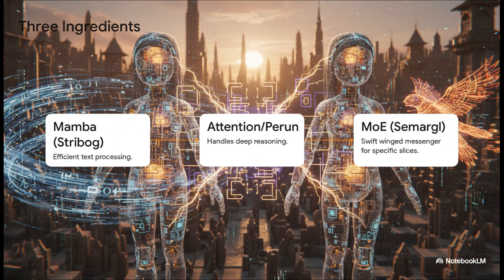Next, we have the attention layer. This is where the heavy lifting happens, connecting context and deep reasoning. This is Perun, striking with the thunderous power of pure logic. Finally, the mixture of experts layer awakens. Instead of using its whole brain for every single task, it routes problems to specialized parts. It is like Simargl, the swift-winged messenger, instantly finding the exact expert needed for the job.